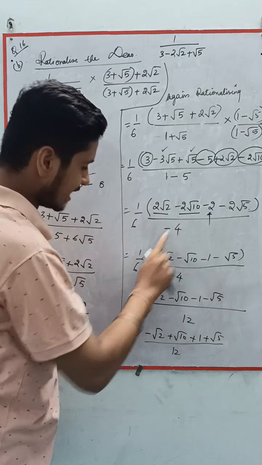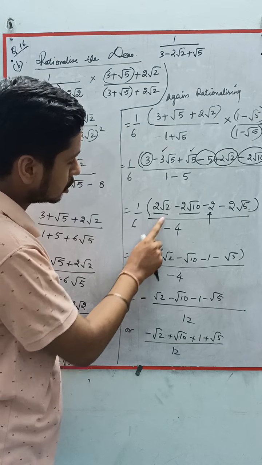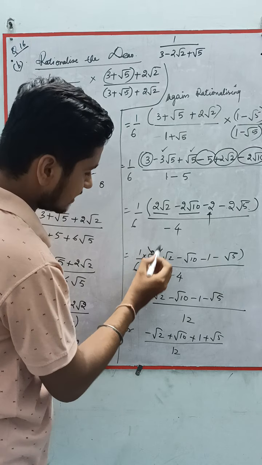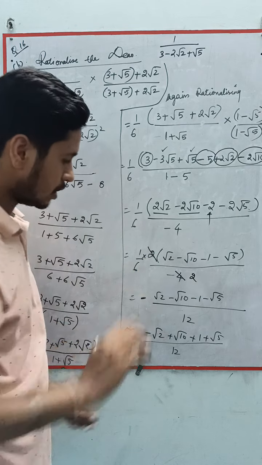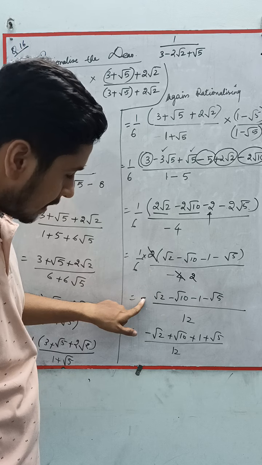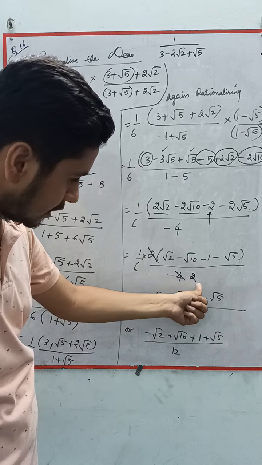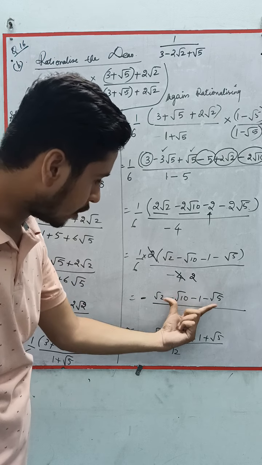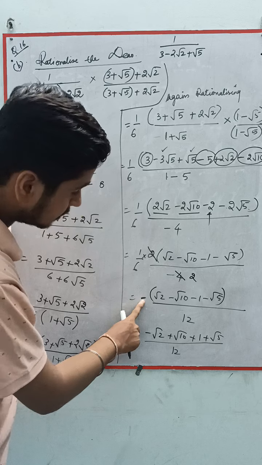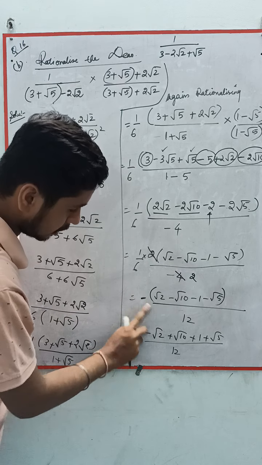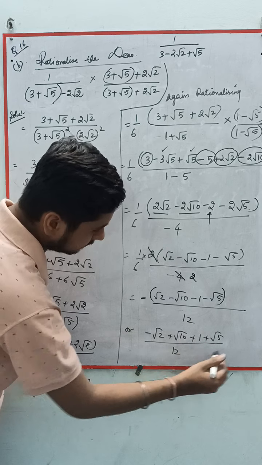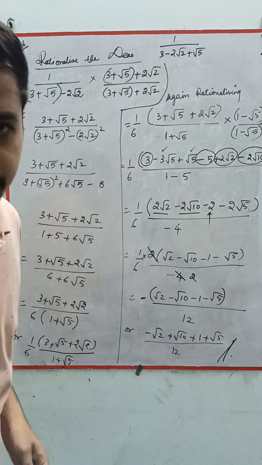Now in the numerator, we can take 2 common. So root 2 minus root 10 minus 1 minus root 5. Can we cancel this 2 with this 4? So we'll get minus 2. Now this minus, in the next step I am taking up. This 6 into 2 will give you 12, and numerator same. Now if you want, you can introduce this minus sign in the bracket. So it will be minus, this will be plus, plus, plus upon 12, and this is the final answer.